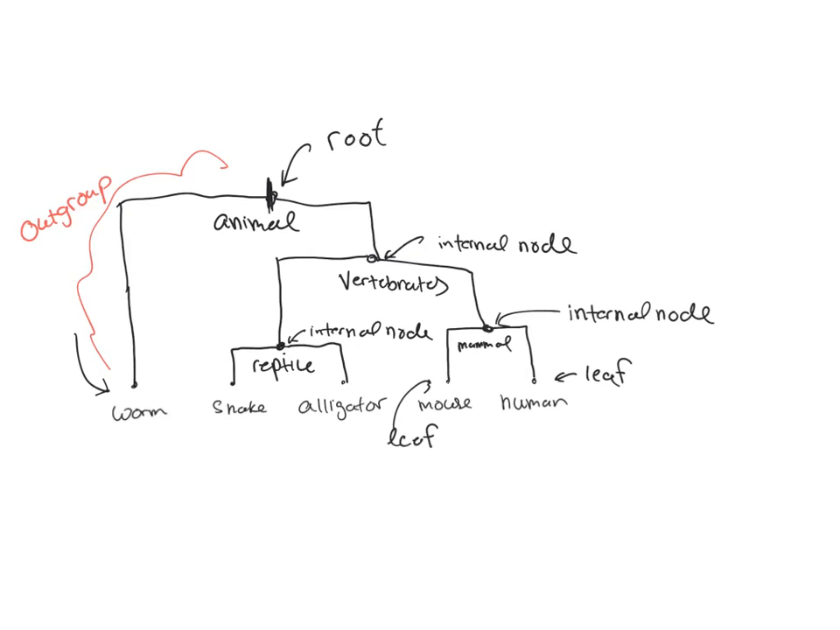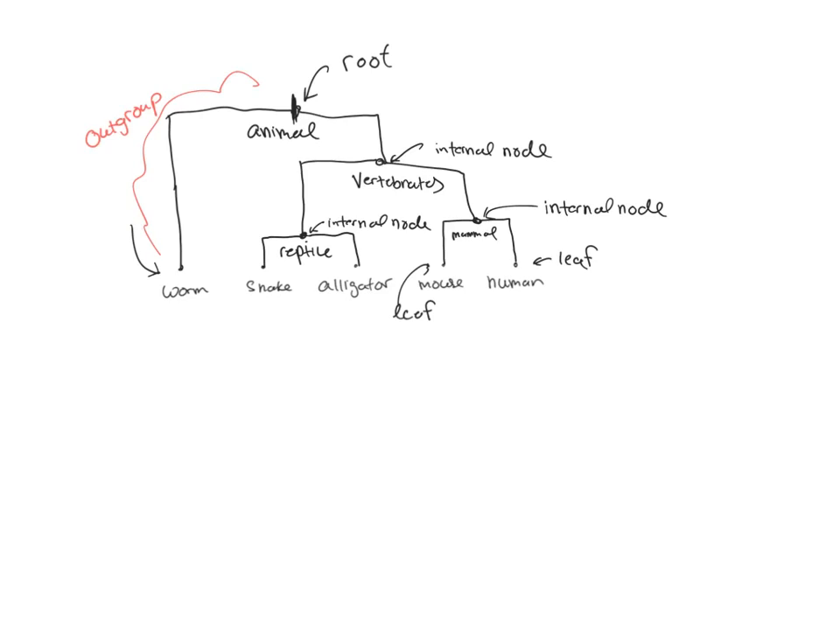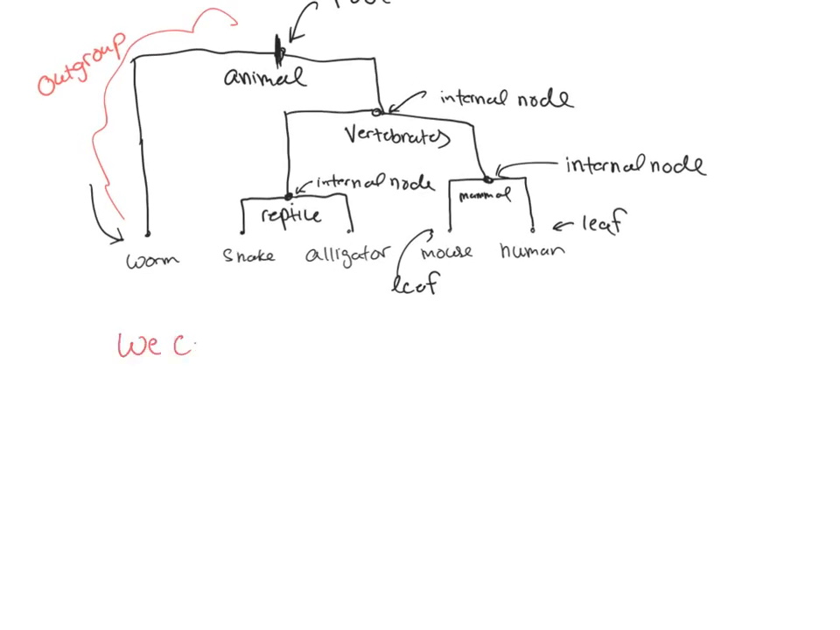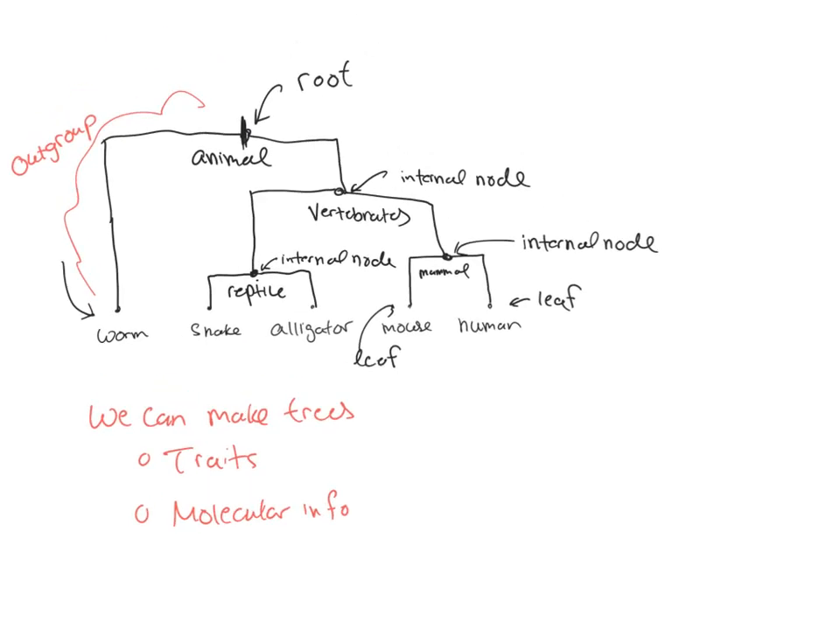All right, so I drew a tree, and basically we can make trees from traits and also molecular info. So in this case, we made a tree from traits, but we also could do this from molecular information like DNA, proteins, or something. And when we do that, it's called molecular phylogenetics. So that's what molecular phylogenetics is. So far, so good? All right.